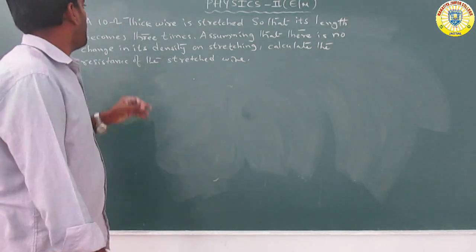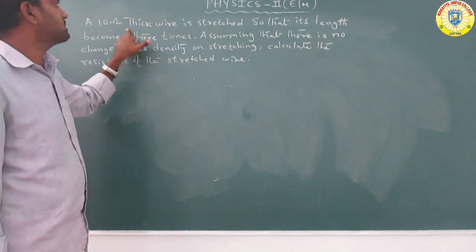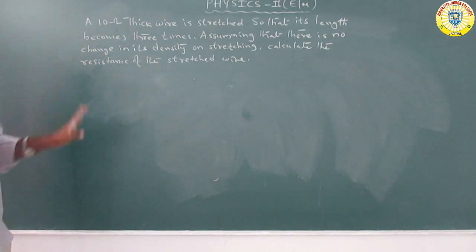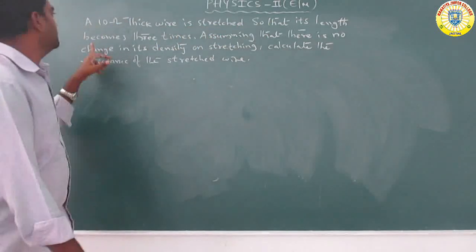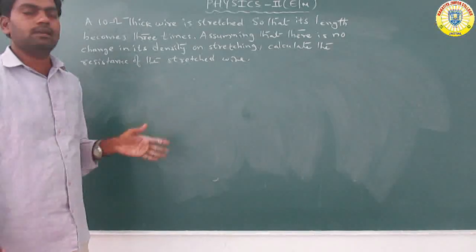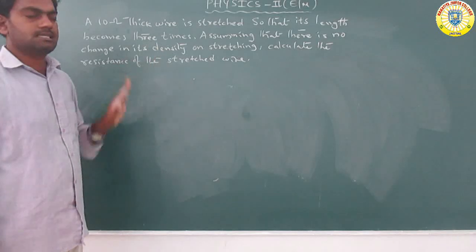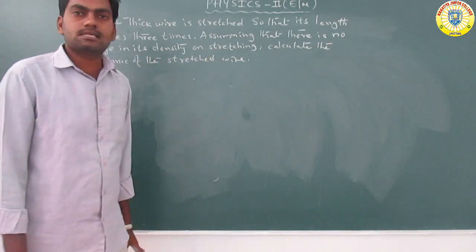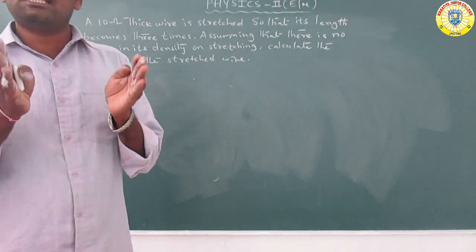Given information: a wire has a resistance of 10 ohms. Ohms means resistance. The wire is stretched so that its length becomes 3 times, that is, increased by 3 times. Assuming that there is no change in its density on stretching, calculate the resistance of the stretched wire.